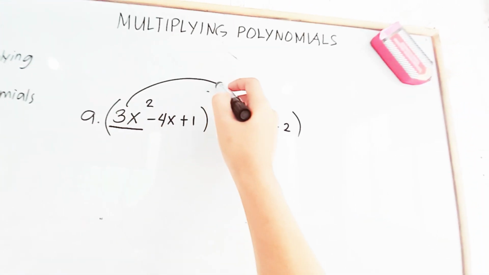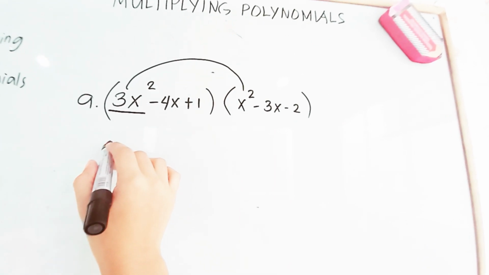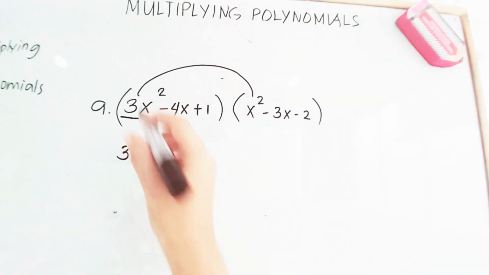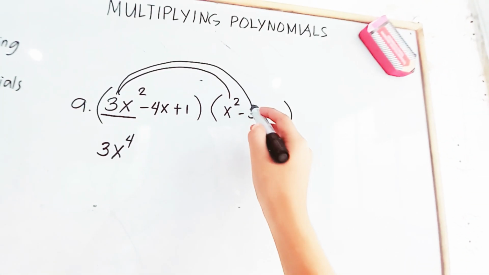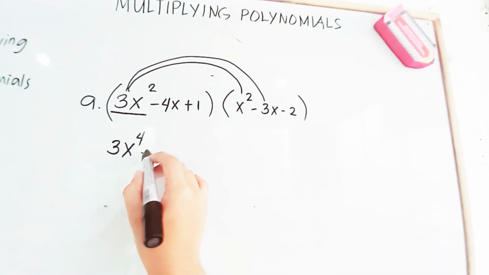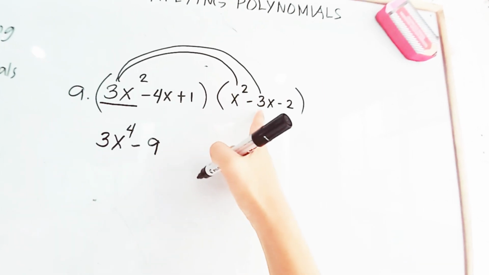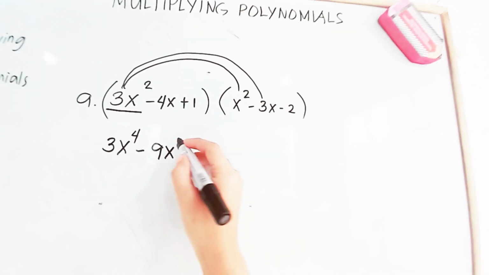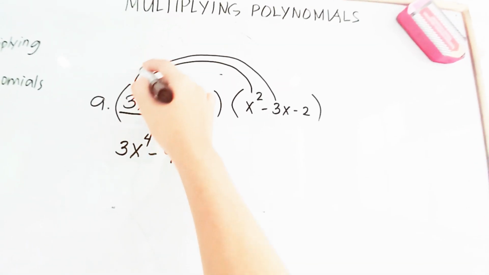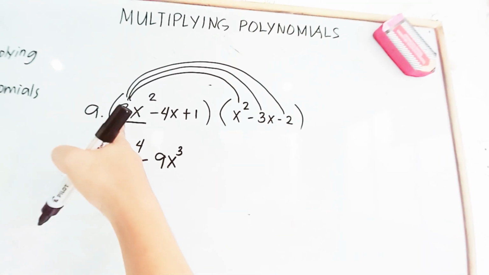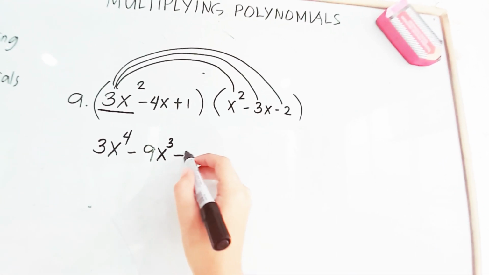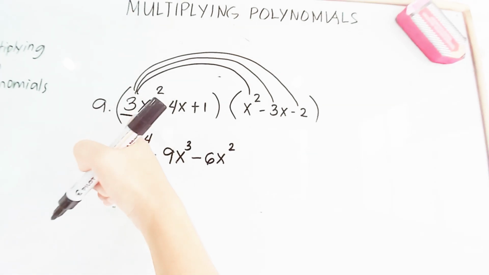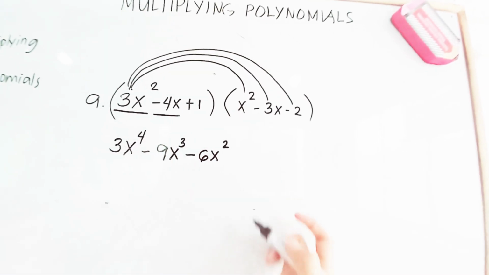Okay, 3x squared times x squared, that is 3x to the 4th. 2 plus 2 is 4. Continue. 3x squared times negative 3x. Negative 9. 3 times 3 is 9. And then copy x. Add the exponents. 2 plus 1 is 3. Another, 3x squared times negative 2. Multiply 3 times negative 2. That is negative 6. Copy x squared. So we're done distributing this one. So we will proceed to the next term.